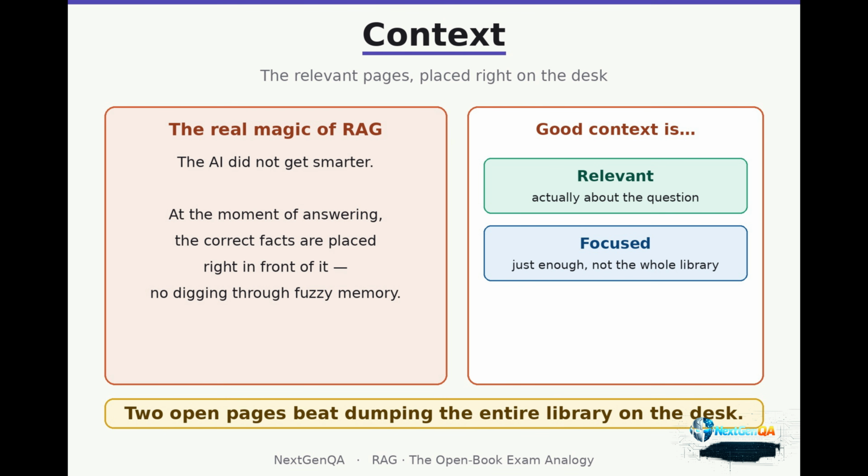Good context has two qualities. It should be relevant, actually about the question, and it should be focused, just enough. Not a mountain of unrelated pages. A student with the right 2 pages open will do better than a student who dumped the entire library onto the desk in a panic. So now the desk has two things on it: the question and the relevant pages. The next step is to hand this to the AI in a clear way. That handover is called the prompt.